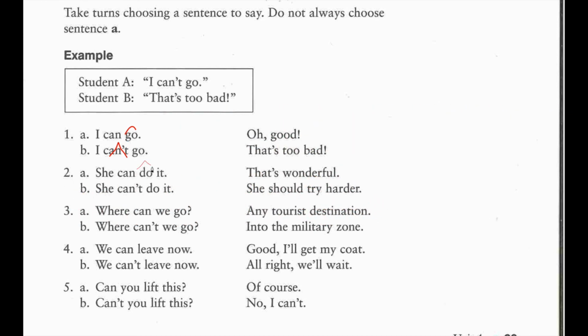She can do it. She can't do it. You try it. She can do it. She can't do it. Number three. Where can we go? Where can we go? Where can't we go? Where can't we go?